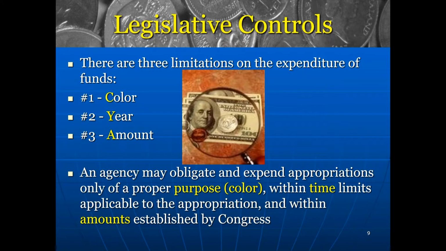Legislative controls. There are three limitations on the expenditure of funds. One is color, two is year, the third is amount. An agency may obligate and expend appropriations only for a proper purpose, color, within time limits applicable to the appropriation, and within amounts established by Congress. In addition to providing authorization and appropriation acts, Congress influences the procurement system by establishing legislative controls on how the funds are to be spent.